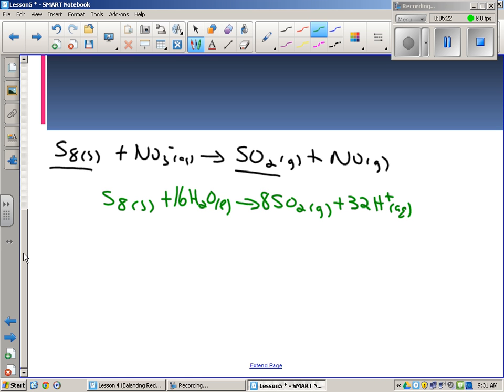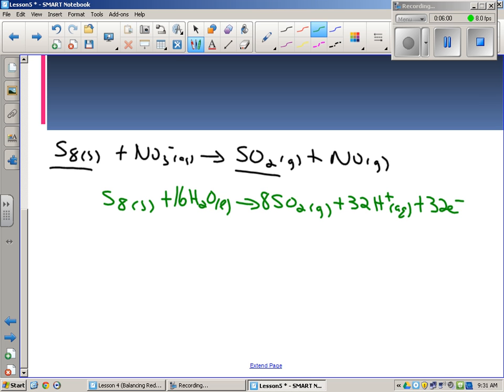side equal to the right side as far as charges go? No. Okay. What's my charge on this side here altogether? 0, right? 0, 0, right? 0, 32 positive, and I need to add some electrons, yes? So I'd add 32 negatives to that side there. Correct? So the left side equals the right side as far as charges go, yes? Okay?